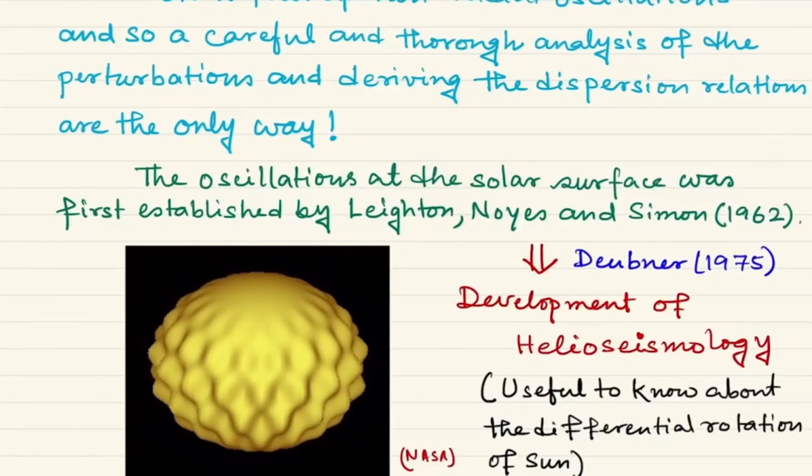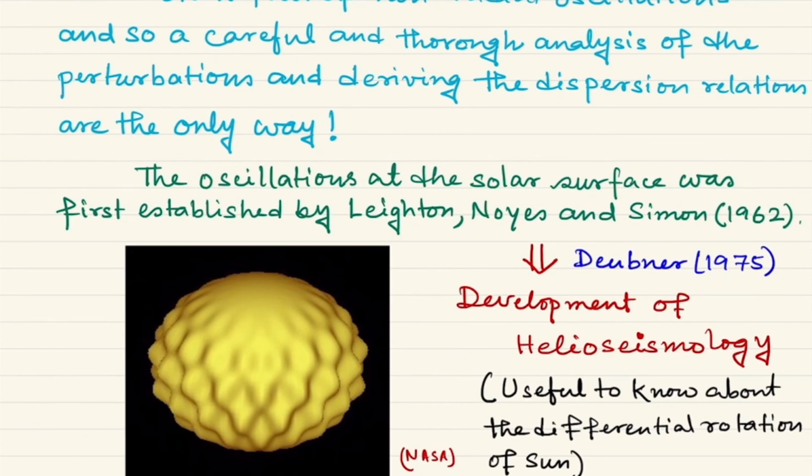For the first time, Deubner in the year 1975 showed that this is related to the proper oscillation of the Sun, related to the eigenfrequencies of the Sun's bulk, the Sun's body. And then the proper development of helioseismology was brought into the picture.